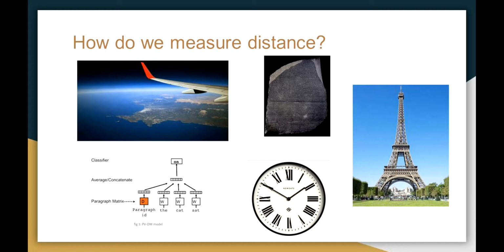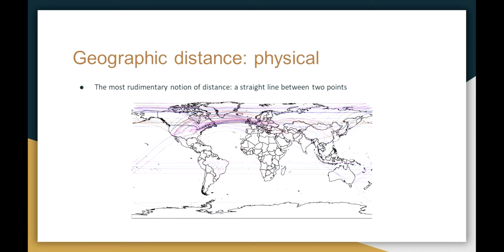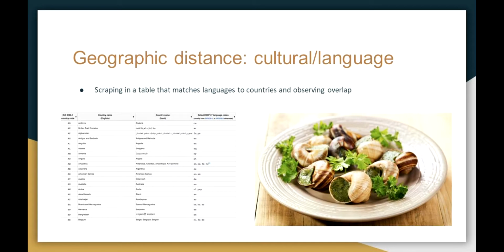It's either physical distance, cultural distance, such as differences in language, and also political distance, such as two papers being written in different countries. So the most rudimentary notion was physical distance. We plotted the source and target papers' locations, and then determined the geometric distance between them. In terms of cultural and language distance, we looked at the languages spoken in the countries in which the source and the target papers were written, and then looked to see if there was any overlap between those.